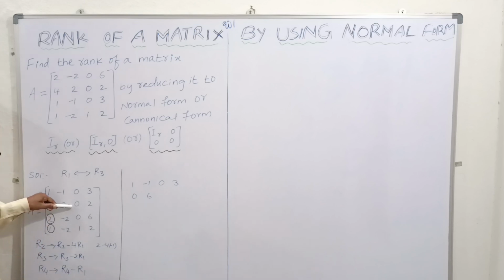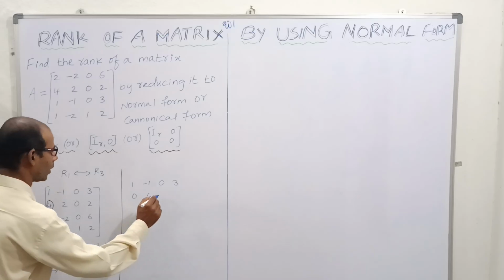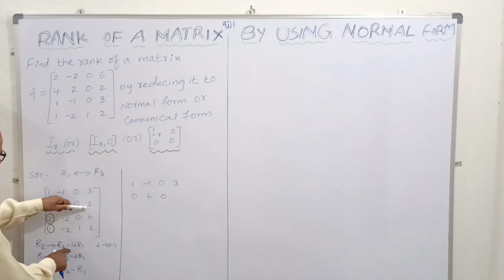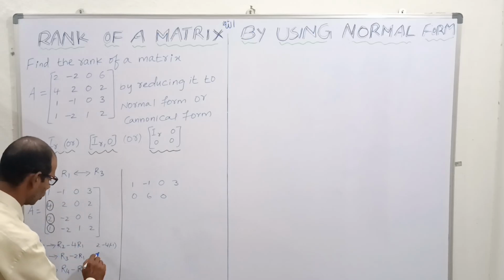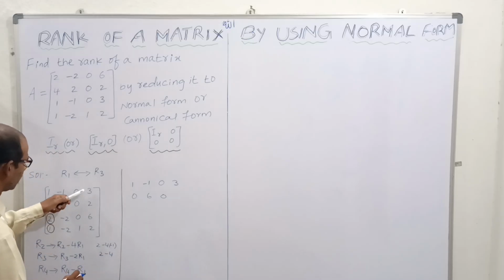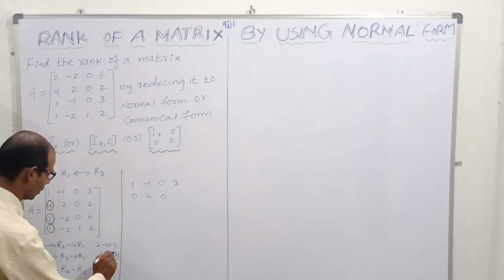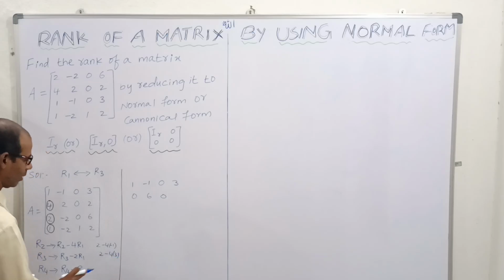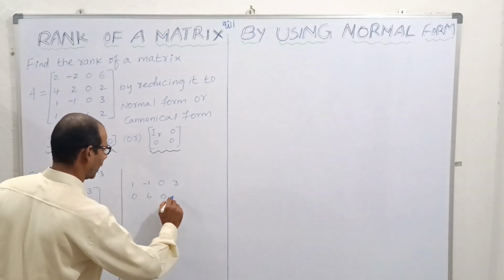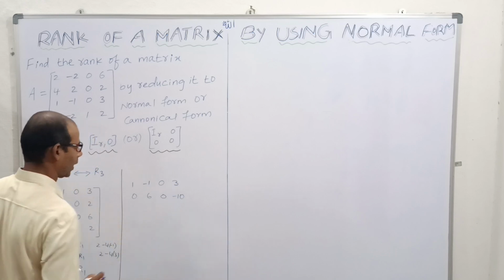Again for this element, R2 minus 4 R1: 0 minus 4 into 0, 0 minus 0, that is again 0. Again R2 minus 4 R1: 2 minus 4 into 3, so that is 2 minus 12, it becomes minus 10, right?